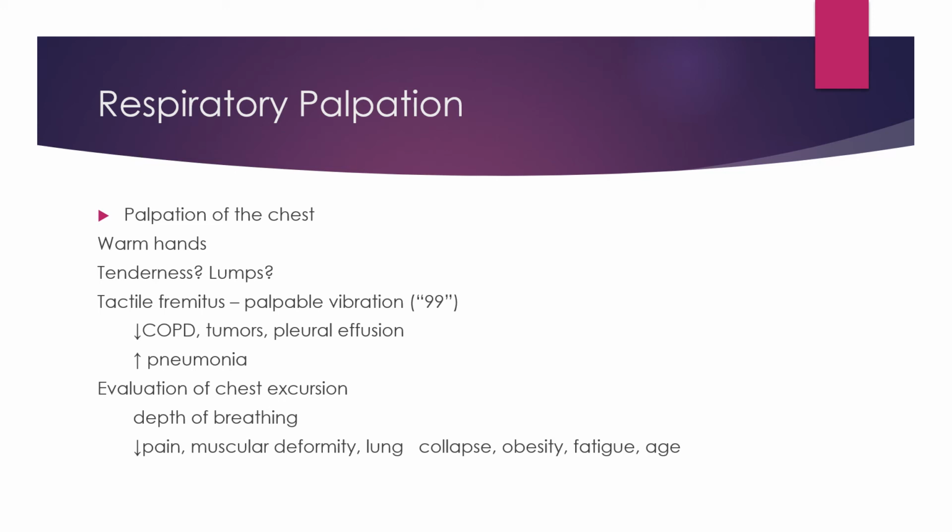You ask the patient to inhale deeply through the mouth, and then you note your thumb movement during that inspiration and expiration. You want your thumbs to move apart symmetrically, about 3 to 5 centimeters. But if they're not moving symmetrically and there's asymmetric chest excursions, that could be a result of pain, deformity, postural anomalies, lung collapse, obesity, muscle fatigue, or weakness.